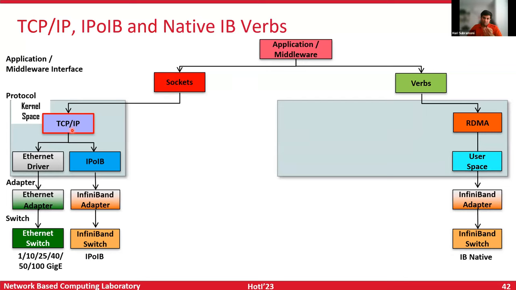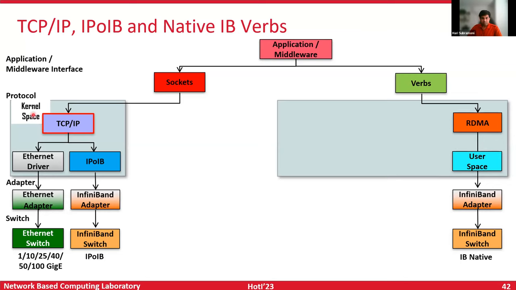Now, when InfiniBand came out, Ethernet was the dominant network, so you had to play well with Ethernet. So what InfiniBand did was to create a bridge protocol called IP over InfiniBand, or IPoIB, which would encapsulate IP packets into an InfiniBand frame. By doing this, your traditional sockets-based applications could use the higher performance InfiniBand adapters and InfiniBand switches. So this was the first bridge protocol that came up.